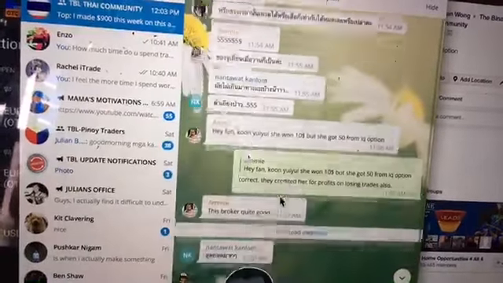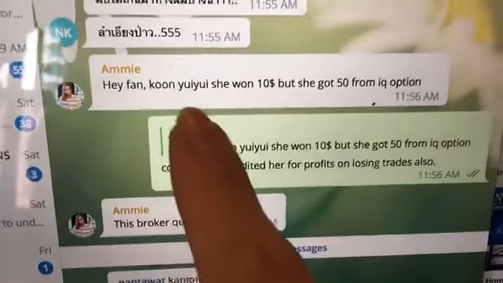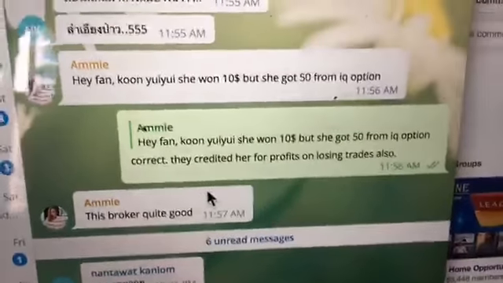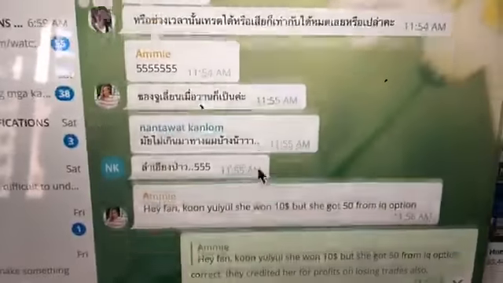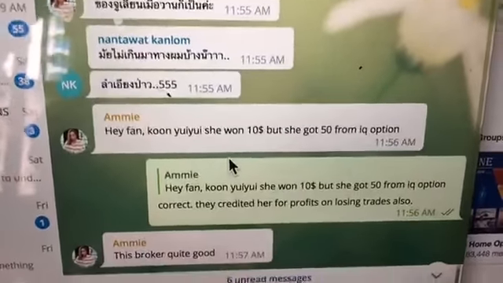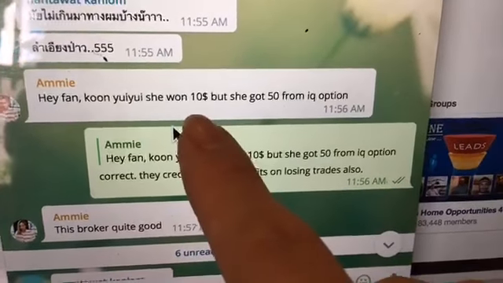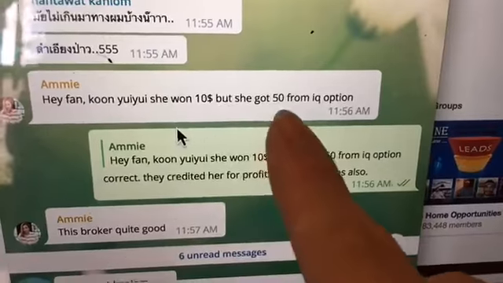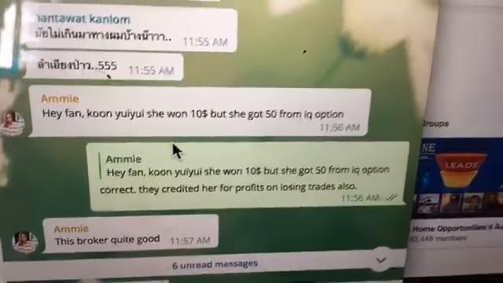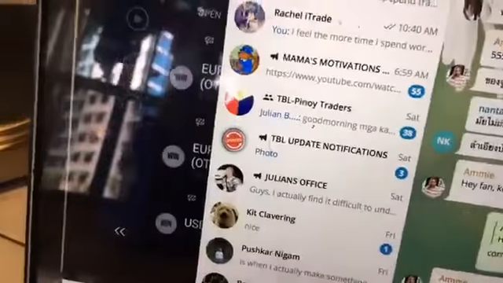I had a post somewhere. There you go. So this member, she placed several trades. Some lost, and she was supposed to get just 10 profit for the winning trade, but in the end she got about 50 from several trades. So that was insane. So I'll show you my account where it is right now.